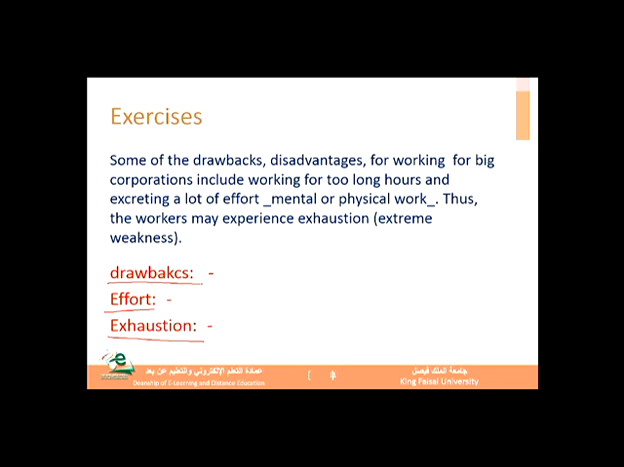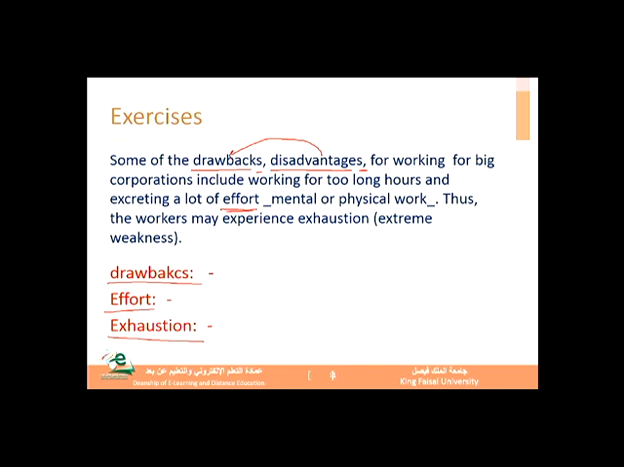We look at the reading selection above. This is the word drawback. It's followed by a word within two commas. This word is disadvantages, and it's logical. So this means that drawbacks means disadvantages. For working for big corporations include working for too long hours and exerting a lot of effort.